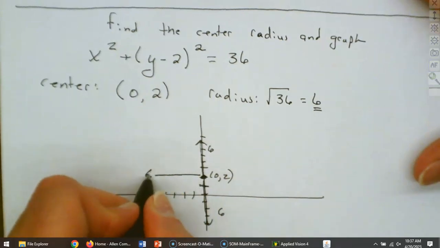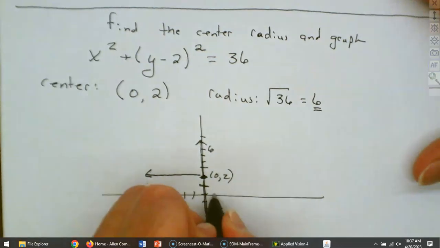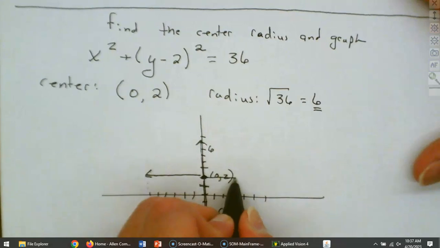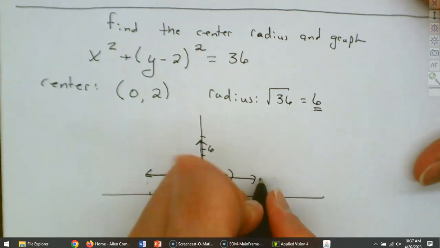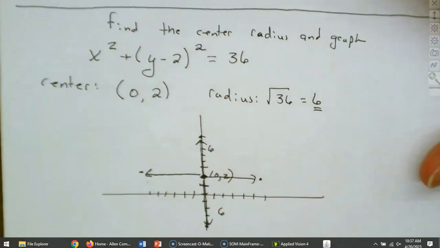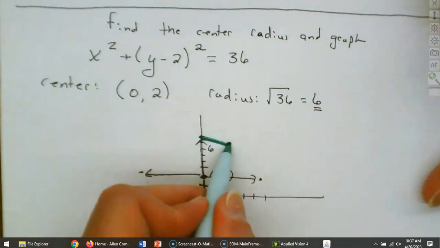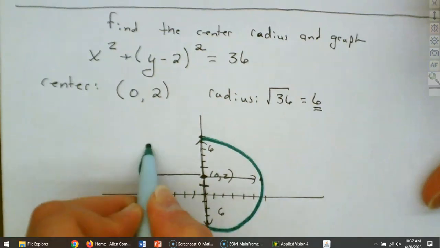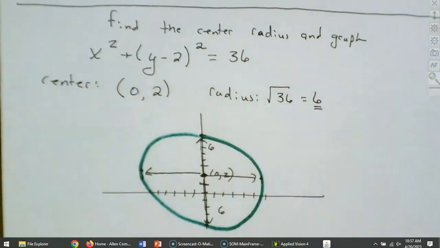So roughly 6 units here, and 6 units forward. 1, 2, 3, 4, 5, 6. Over, and then we can just simply connect these together and come up with our circle. So easy enough here. And there it is. Okay, there's your circle. We graphed it, and there is your center and your radius.